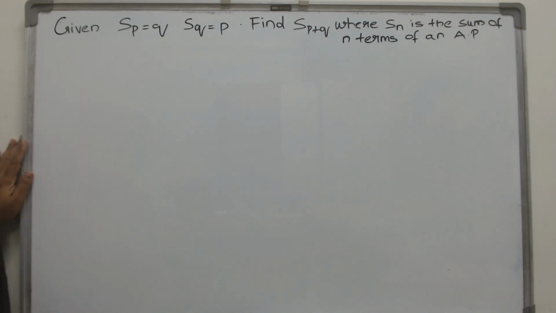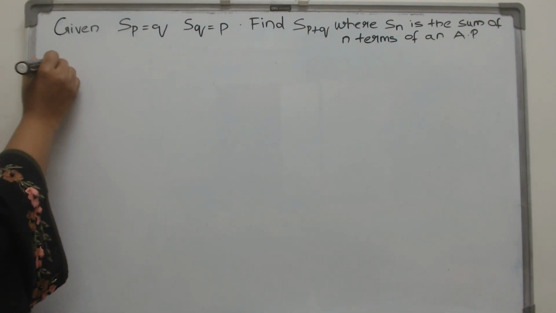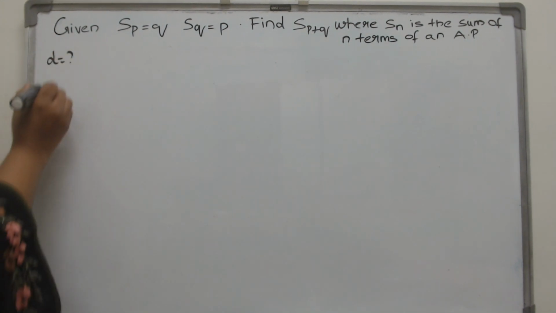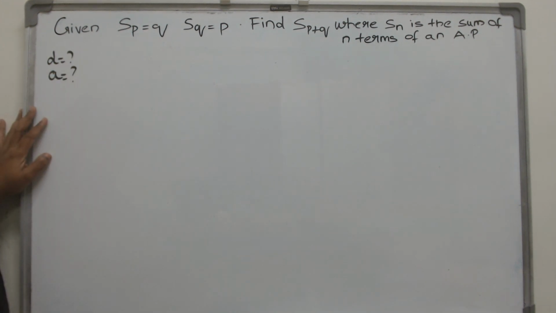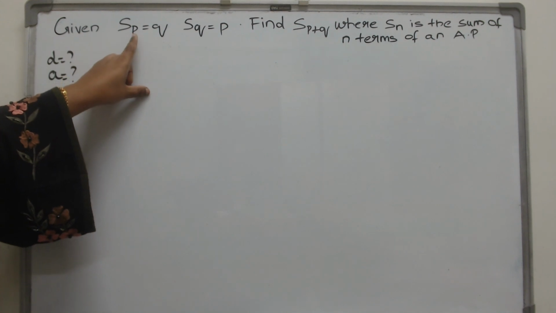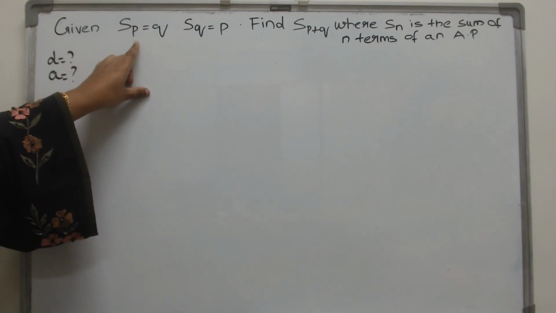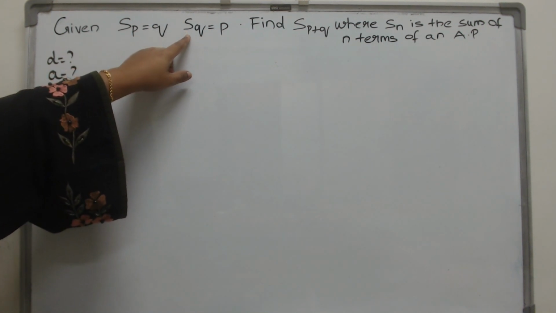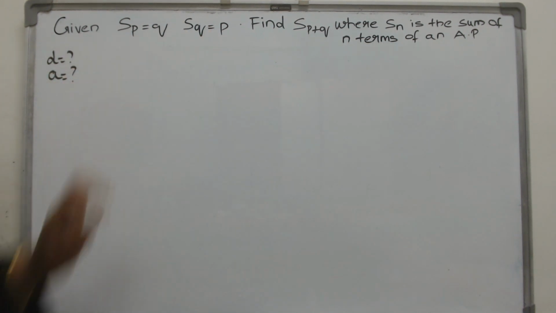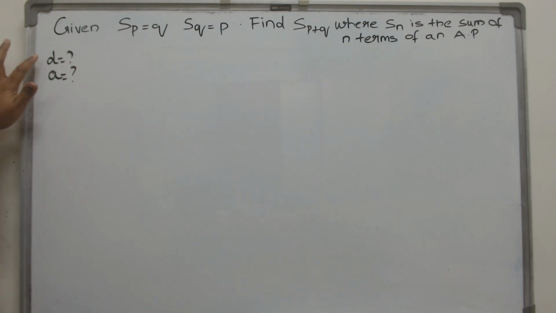Here we have a question based on AP. Now we do not know what the common difference of that AP is. We do not know what the first term is, but what do we know? We know that the sum of first P terms is Q and the sum of first Q terms is P. Using this information, we have to find out what D and A are.